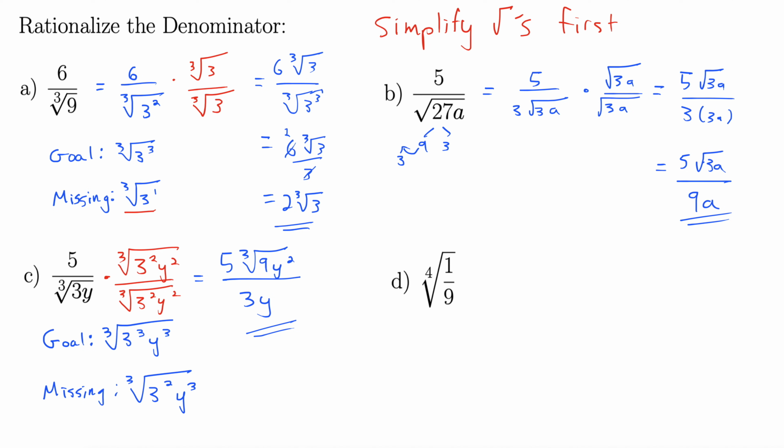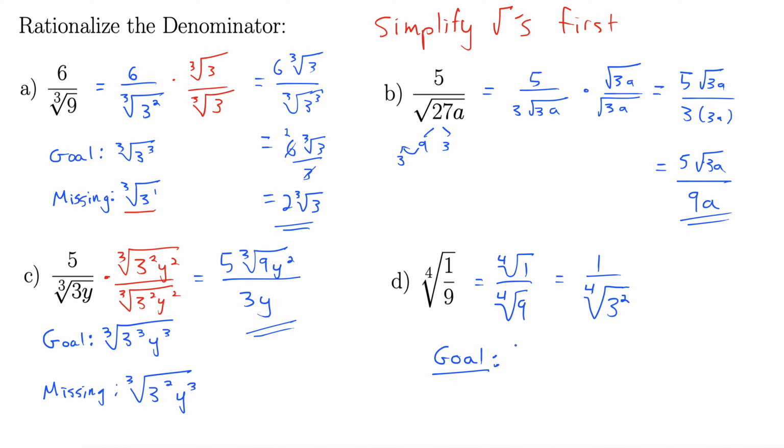Let's look at D. We have the 4th root of 1/9. Well, first thing is to break this up, right? This is fourth root of 1 over the fourth root of 9. And the fourth root of 1 is simply 1. So really we're looking at 1 over the fourth root of 9, which I'm going to write as the fourth root of 3 squared. Okay, so what's our goal?